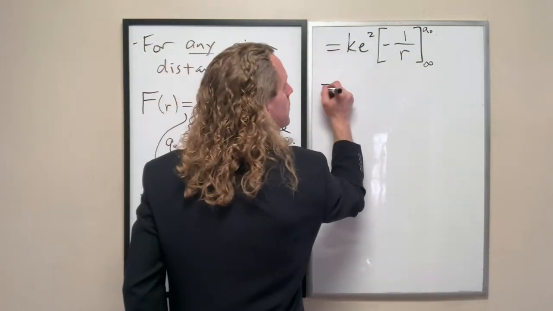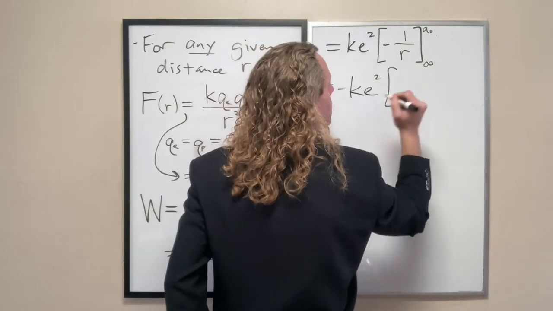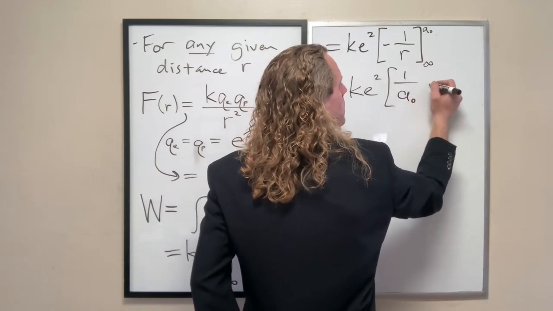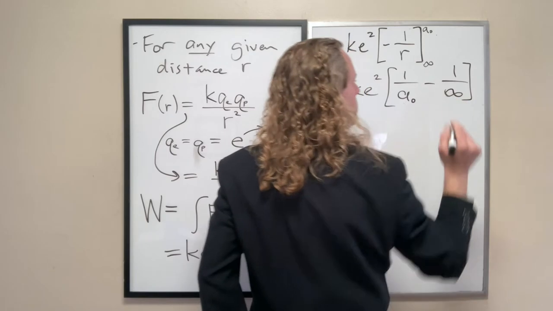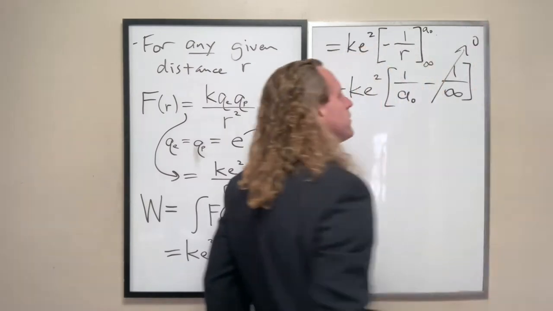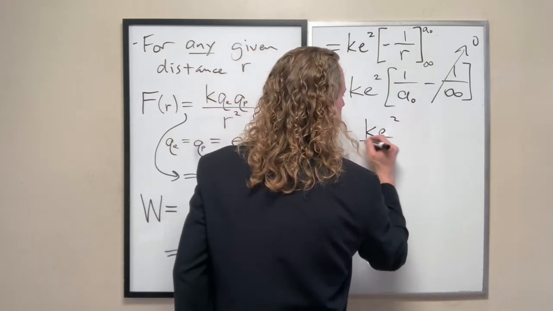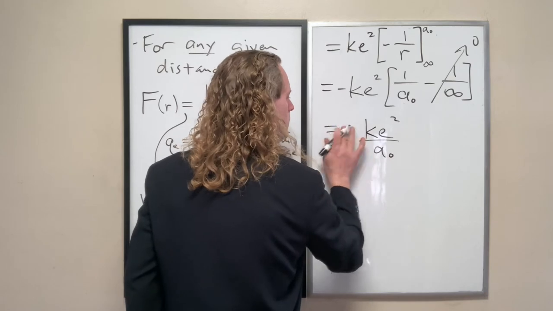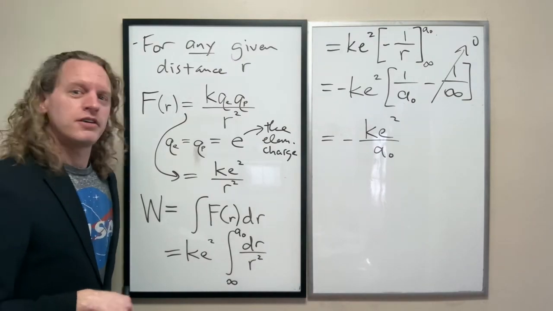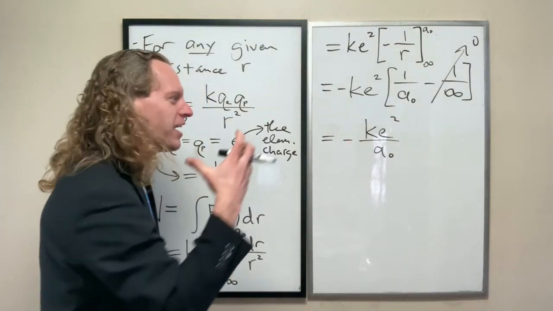So here this becomes, I'll pull out the negative sign, minus KE squared. So remember I pulled that negative out. So we now just have 1 over A naught minus 1 over infinity. And as y'all know, that's 0. So, pretty straightforward. Minus KE squared over A naught. So, there's a negative sign which comes in, and that's a really useful thing, because that's where that negative sign comes in when we talk about the energy levels of the Bohr atom.